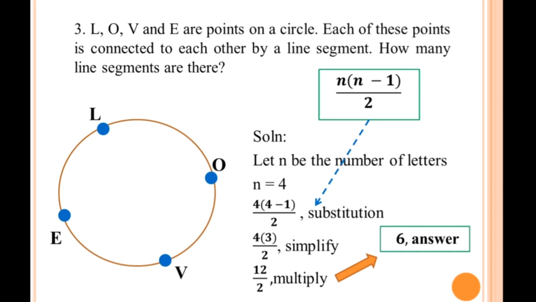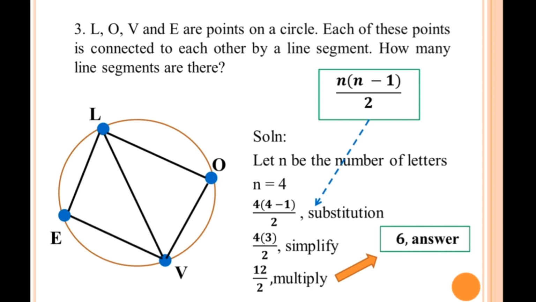Now let us do the actual. If we try to connect LO, that is 1, LV, that is 2, LE is 3. We still have OV, 4, VE, 5, and we have EO or OE, 6. Which means this formula satisfies the given problem. So if the number of letters increases, you can still apply this formula. Okay, so that is how we are able to solve problem number 3.